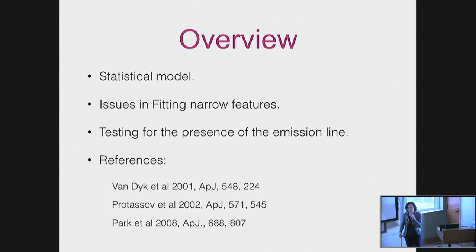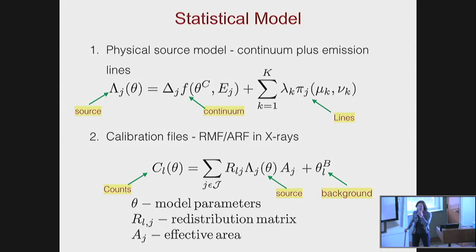So I will address a few statistical issues today. I will talk about the statistical model, because that's something we have to think about when we do astrostatistics. I will point out issues in fitting narrow features and describe tests for the presence of emission lines. Everything I say is described in 3 papers in great detail, together with the algorithms. So if people are interested, go back and read, because there is a lot of math which goes into the calculations.